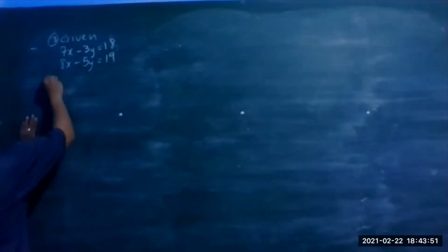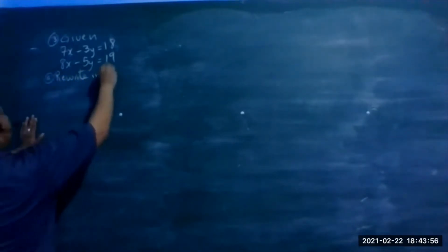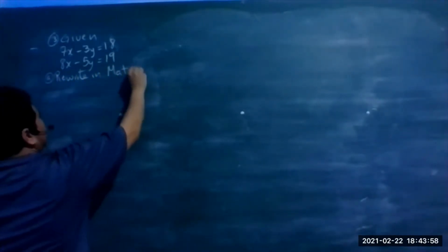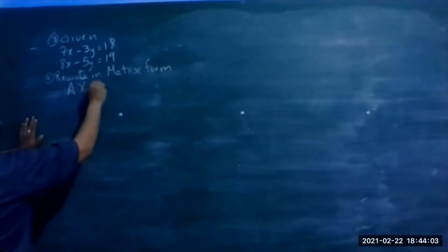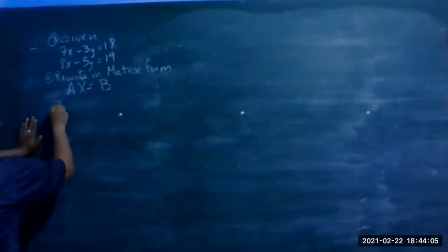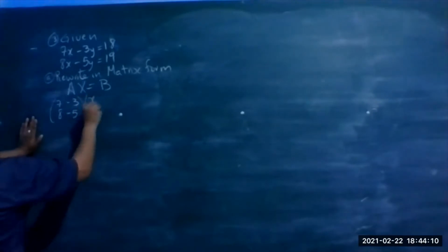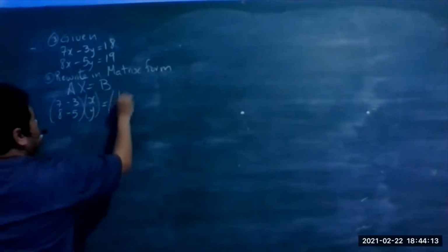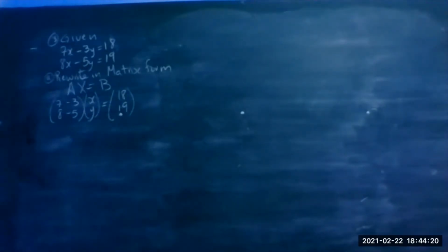So here we have it. Step A, in matrix form, that's AX equals B: [-3, 8; -5, 7] times [x; y] equals [18; 19]. So that's step A. Everybody with me, right? Yes, sir.